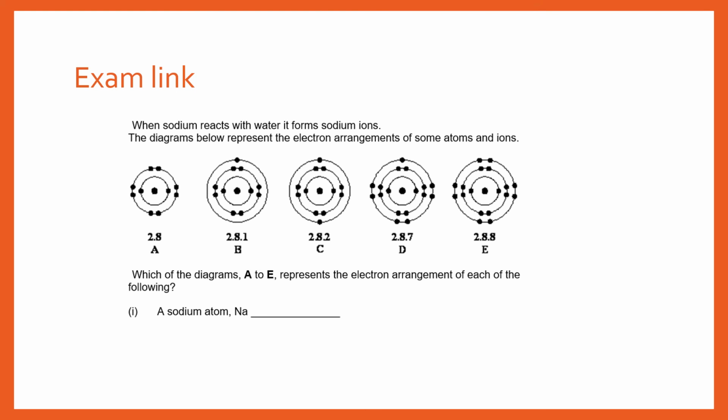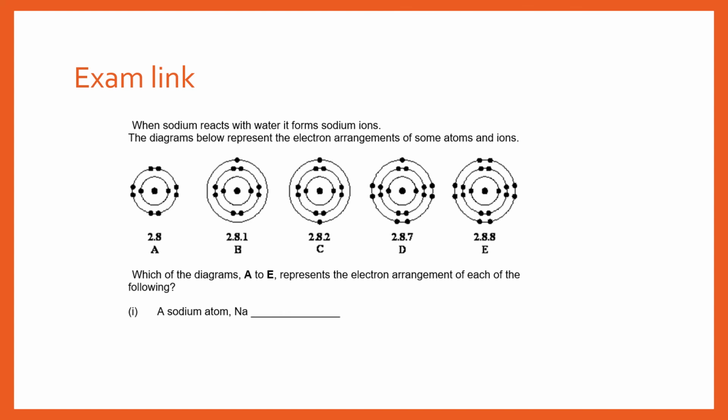It could potentially be B, and the rest of those, C, D, and E, have more than 11 electrons. The only one it can be is B because it has 2 electrons in the first shell, 8 in the second, and 1 in the third, which comes out to a total of 11 electrons.